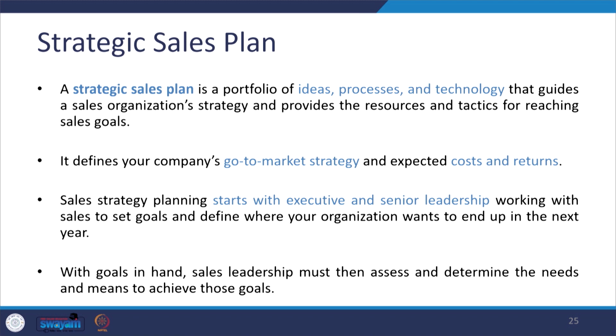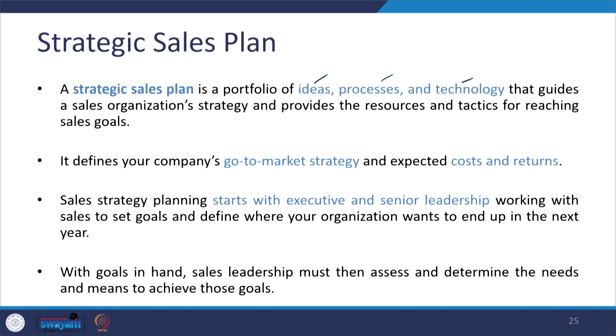Now, how is it related to a strategic sales plan? The objective of this part is how marketing principles help us create a strategic sales plan. We just discussed what the marketing principles are. Now, let us look at what a strategic sales plan is, and towards the end we will bring these two together to see how these marketing 7 P's affect our strategic sales plan. So, a strategic sales plan is a portfolio of ideas, processes, and technology that guides a sales organization's strategy and provides the resources and tactics for reaching sales goals.